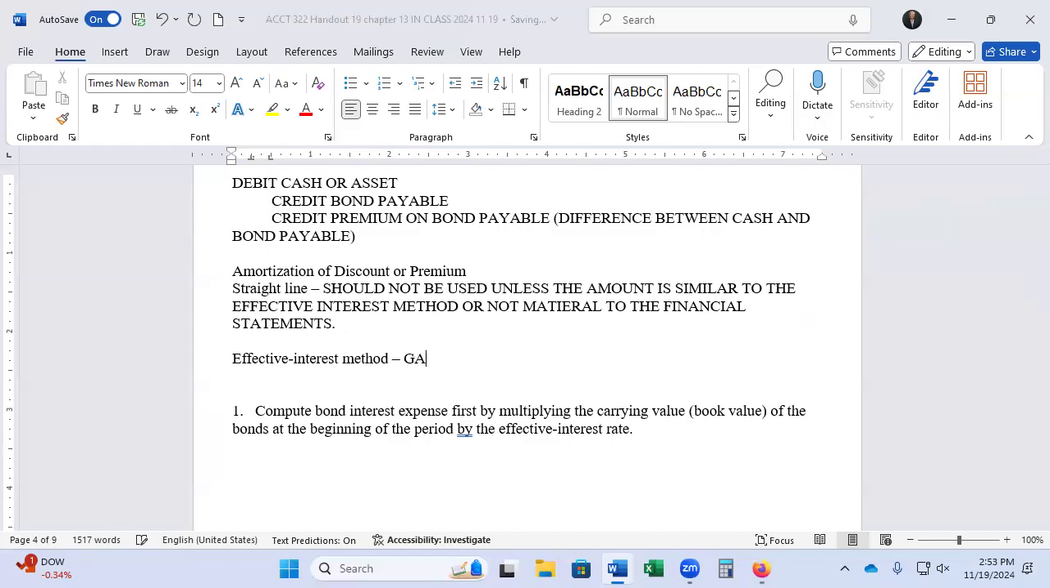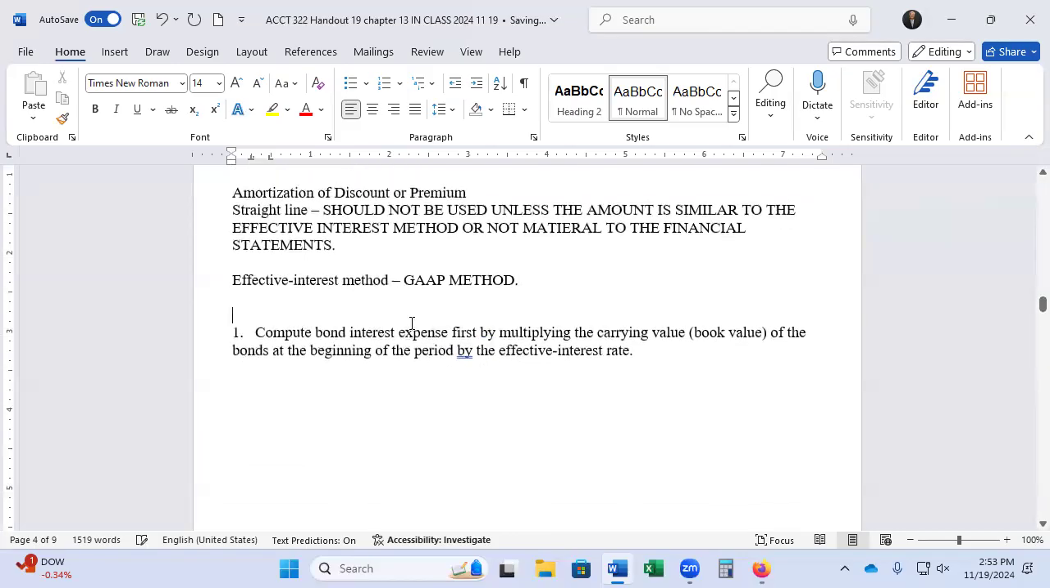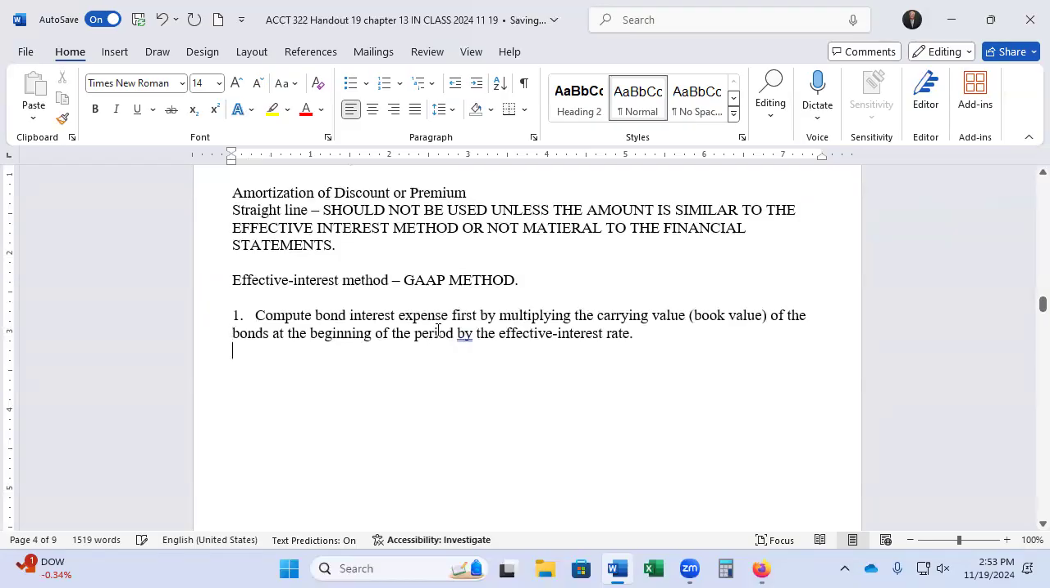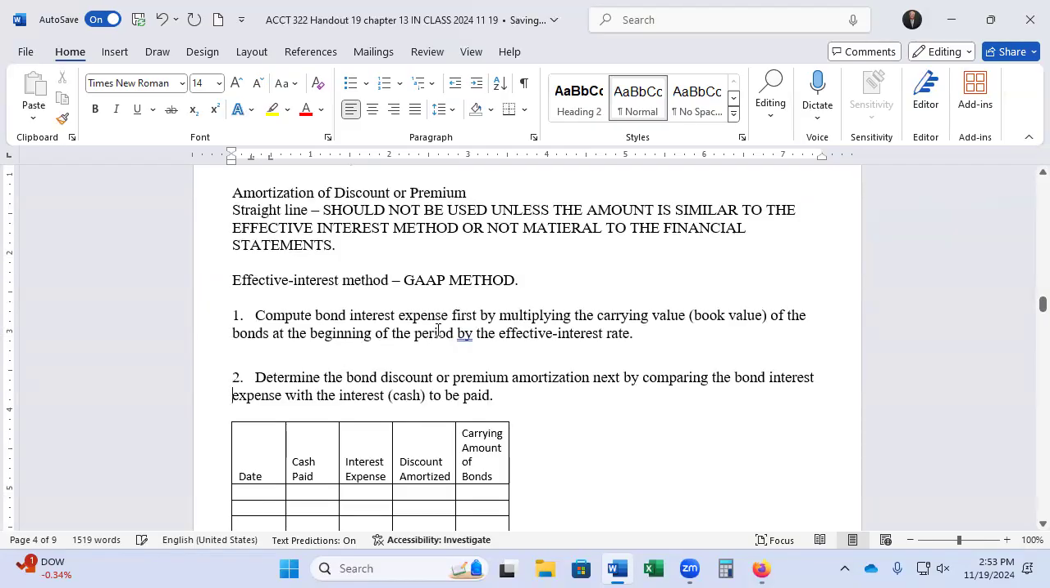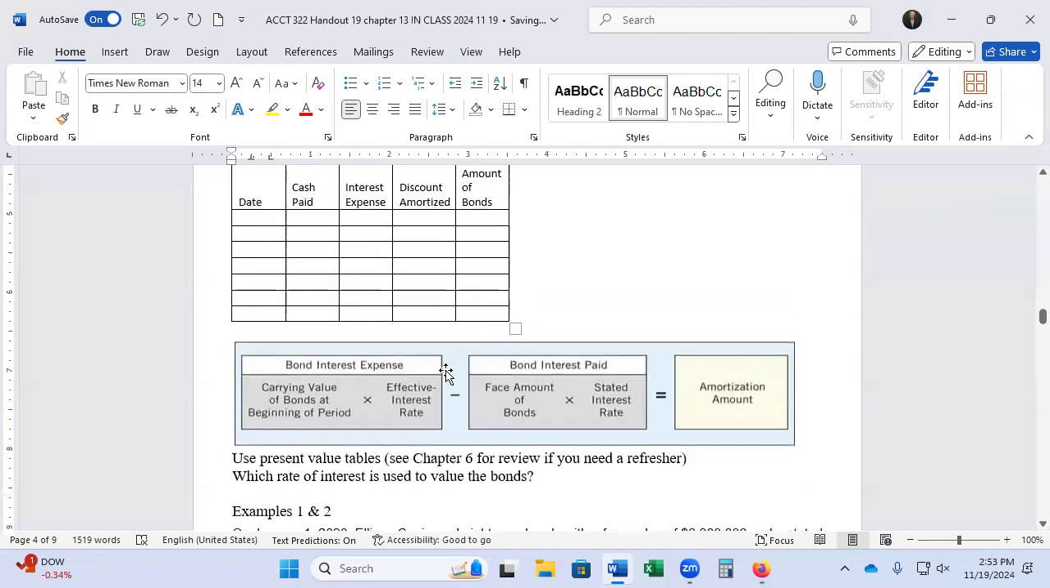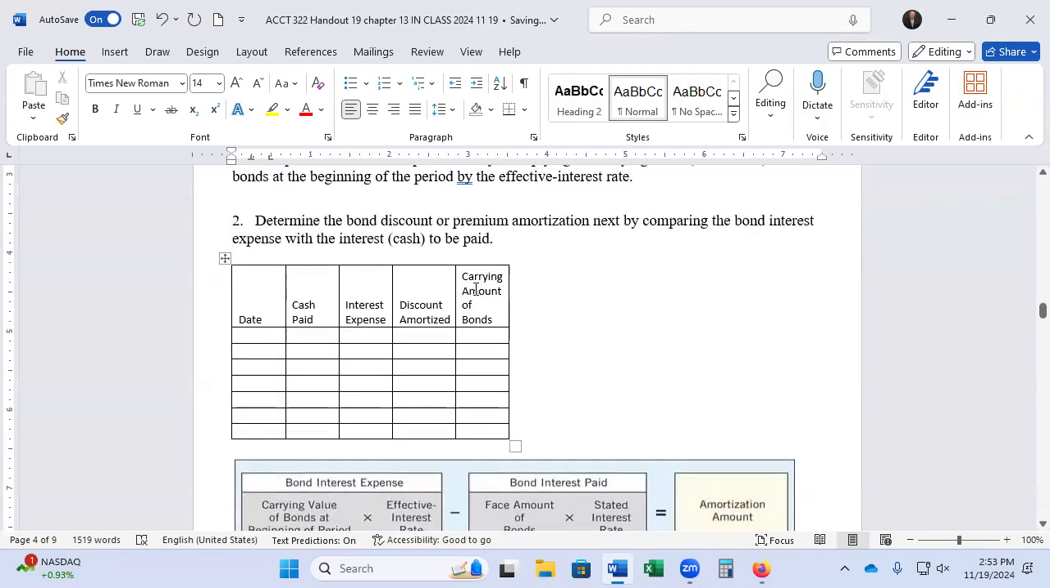Okay, this is the gap method. And it has steps. So determine the bond discount or premium. I think I took that off of your, do you have that chart? Oh, no, you do, okay.